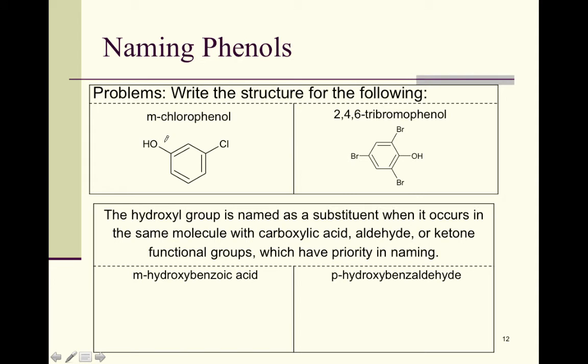Metachlorophenol, OH group, is on carbon number 1. This chloro is meta to that. On 2,4,6-tribromophenol, this is the carbon here that has priority, so it's always number 1. So in this case, this has to be number 1, so I can either go clockwise or counterclockwise. And this is a symmetrical compound, so it doesn't really matter. I get the same name if I go clockwise or counterclockwise.